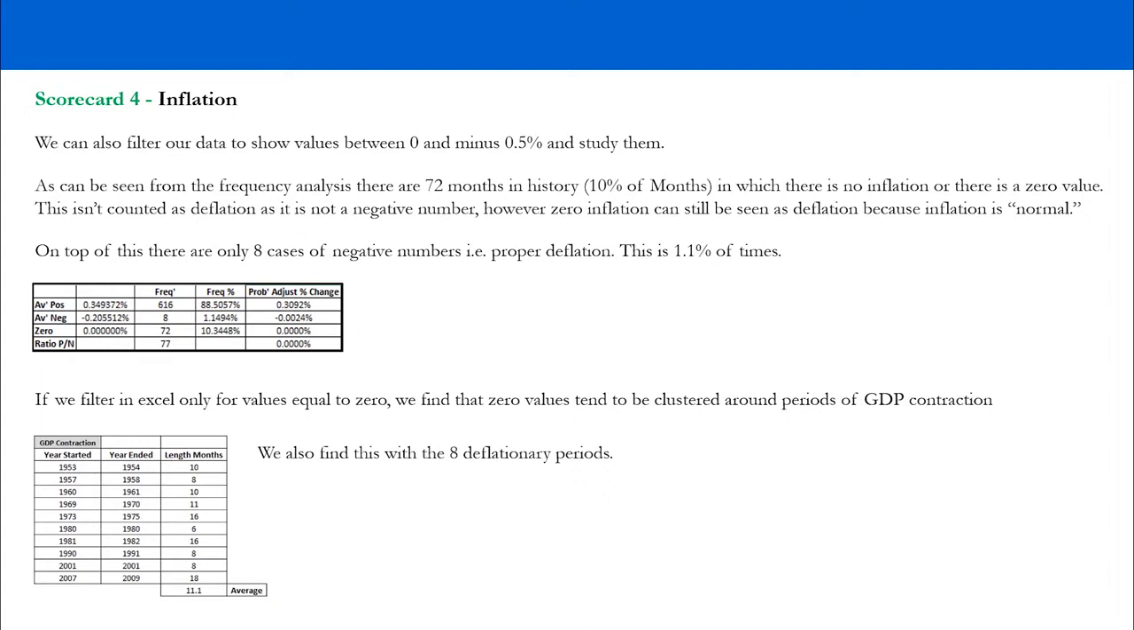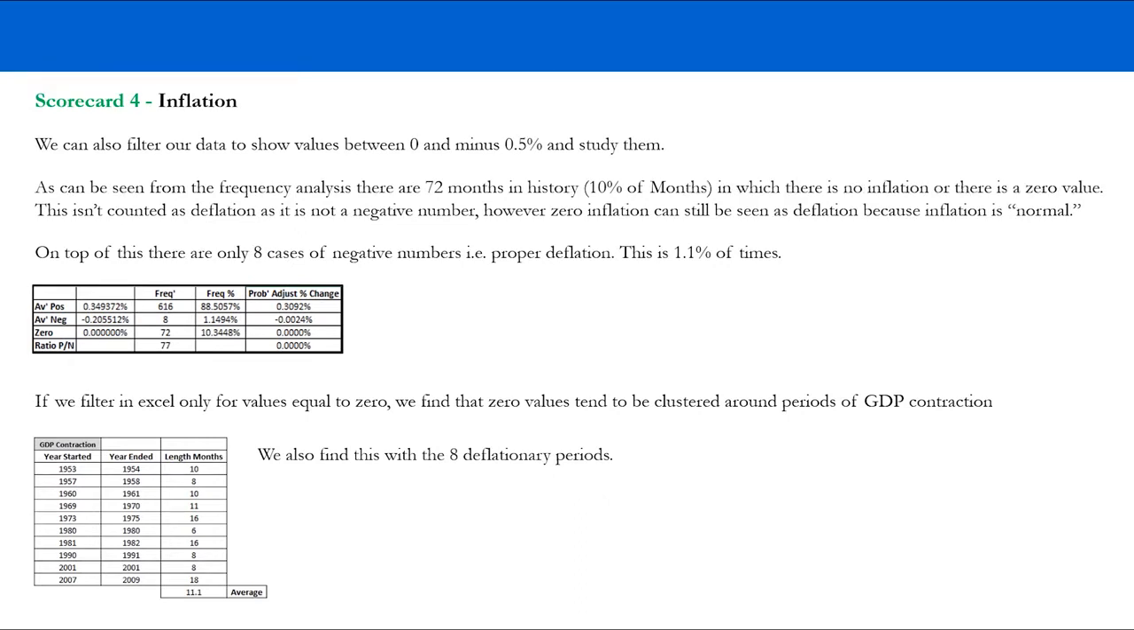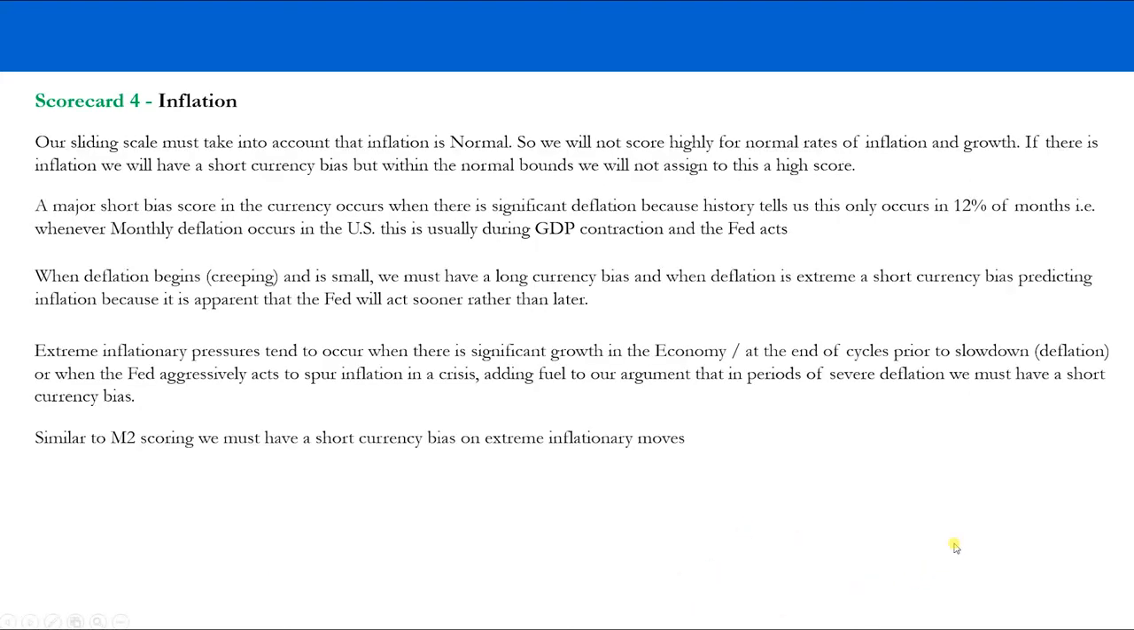Now, if we filter in Excel only for values equal to 0, we tend to find that 0 values are clustered around periods of GDP contraction. And we also find this with the 8 deflationary periods. So this kind of backs up the analysis of including 0 as a deflationary case. So we can take all of this information and begin to scorecard, as we have done in previous videos.